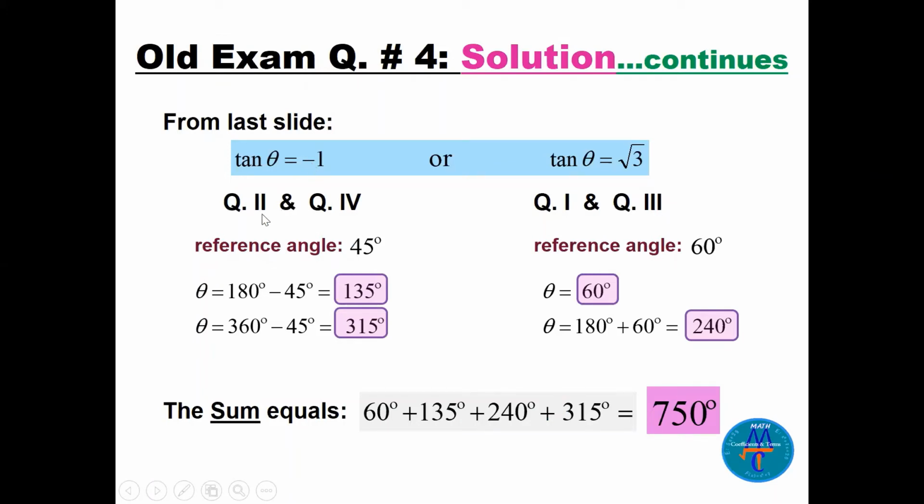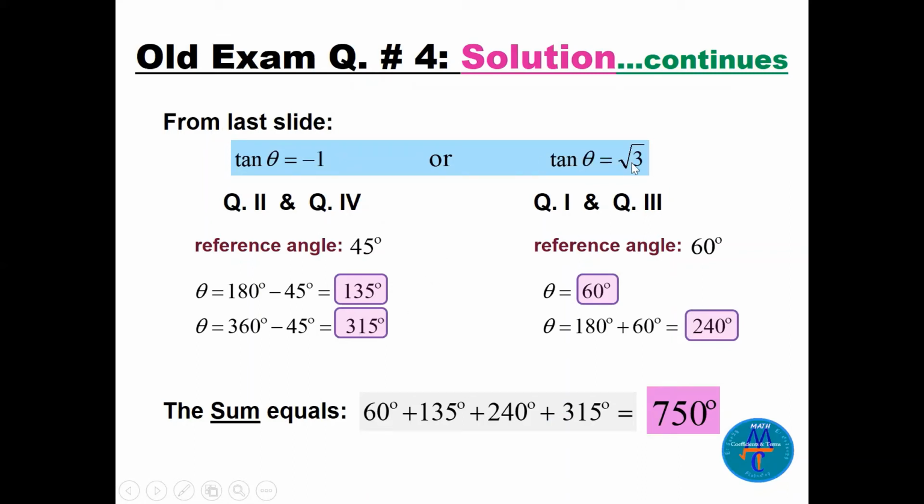So tan of theta will be, the reference here is 45. See the reference 45, tan of theta is -1. So it will be 180 minus 45, which is 135. This is quadrant 2, where we have tan negative. In quadrant 4, also negative, it will be 360 minus 45, which will be 315 degrees.